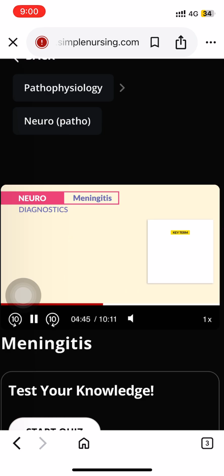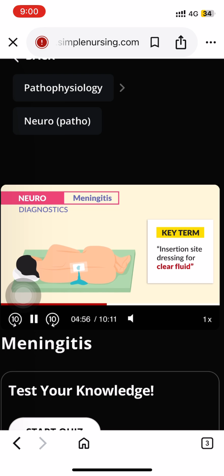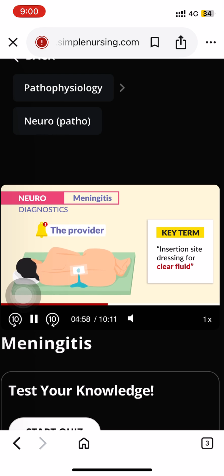Now, after the LP, the key term to write down is we monitor insertion site dressing for clear fluid. This means that leaking CSF fluid is coming out of the patient, and we must report this to the provider immediately. That's the biggest key term there.